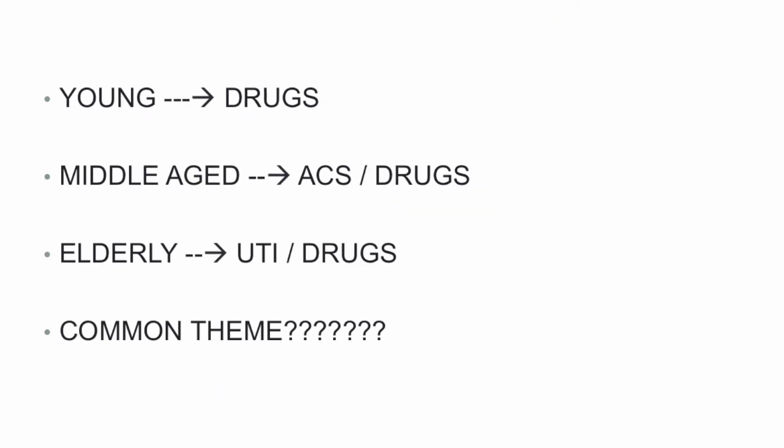So if a patient comes in and they're young, we're typically thinking drugs. Patient comes in middle age, we're thinking acute coronary syndrome, or we're thinking drugs. If they're elderly, we're thinking UTI, or we're thinking drugs. So as you can see, there is a common theme. In the elderly, it's drugs such as medication effects. Young, middle age, drug abuse.